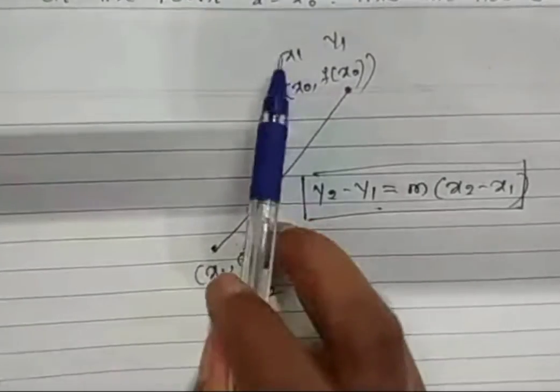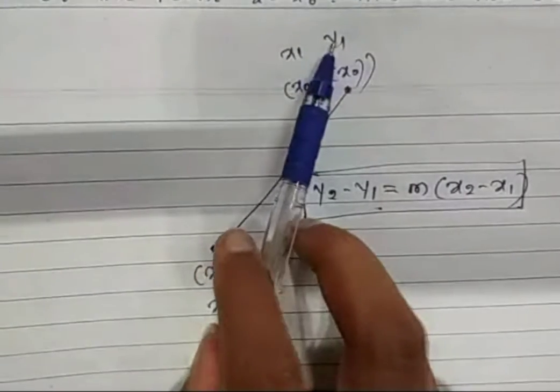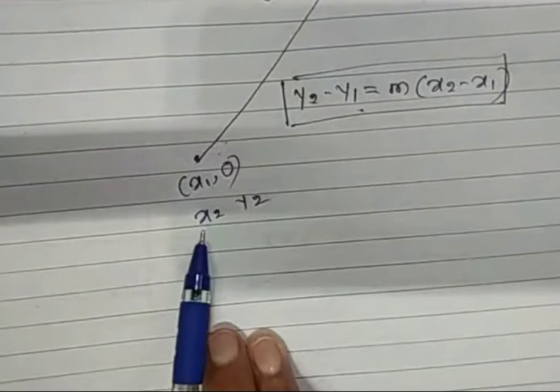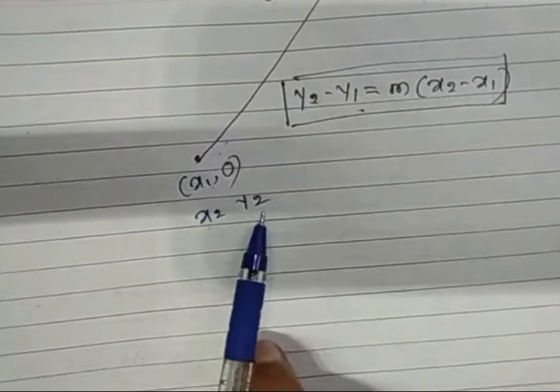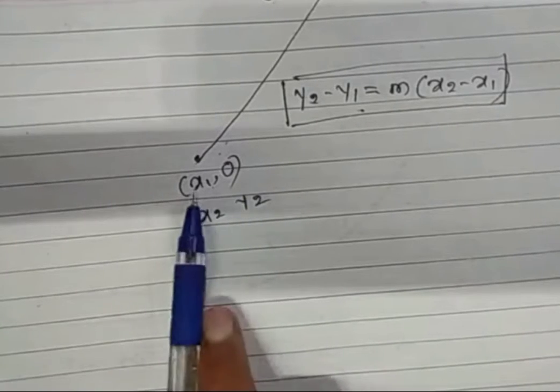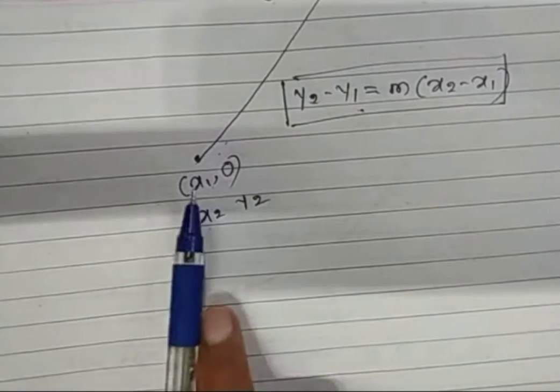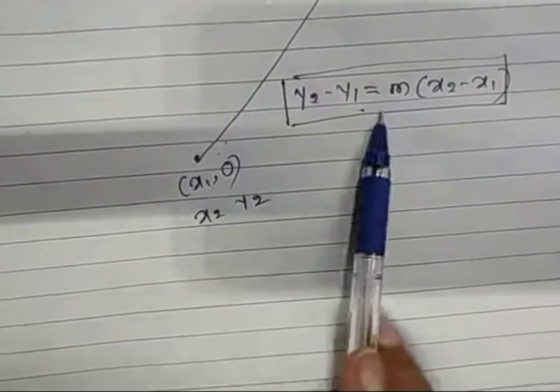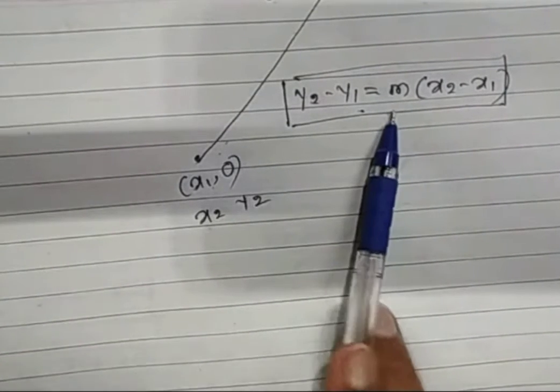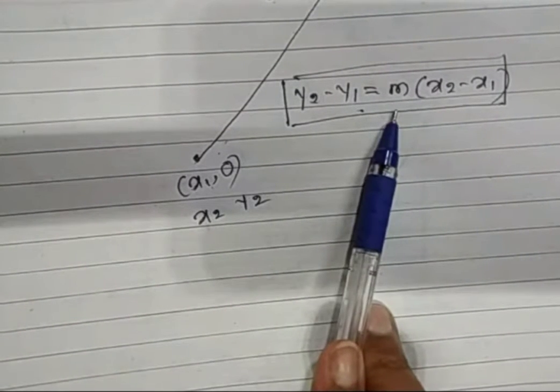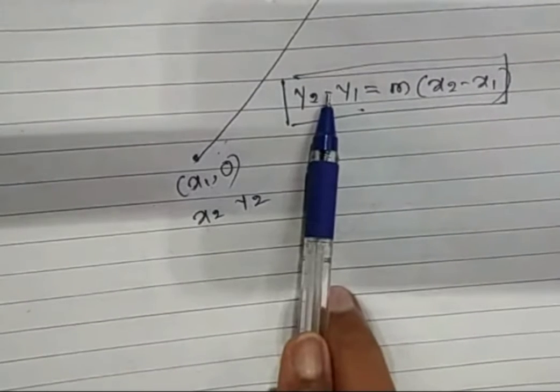It means the x1 value is x naught, the y1 value is f of x naught. Then the y2 value is 0 and the x2 value is x1. So these 4 values we need to substitute in this equation to get the formula. Then next, this is about x1, x2, y1, y2.